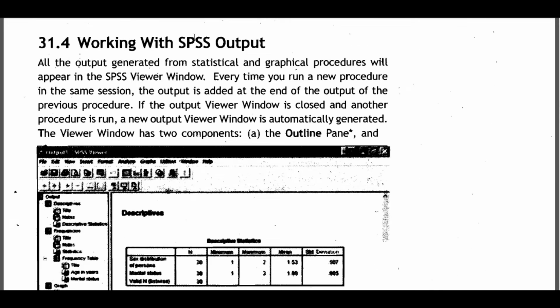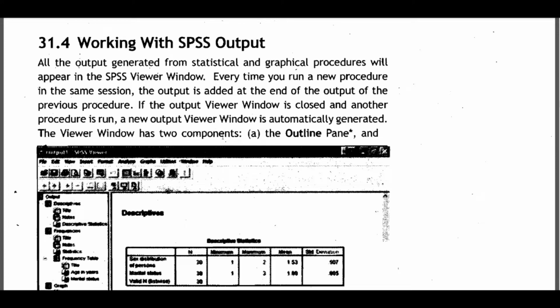31.4, working with SPSS output. All the output generated from statistical or graphical procedures will appear in the SPSS viewer window. Every time you run a new procedure in the same session, the output is added to the end of the output of the previous procedure. If the output viewer window is closed and another procedure is run, a new output viewer window is automatically generated.